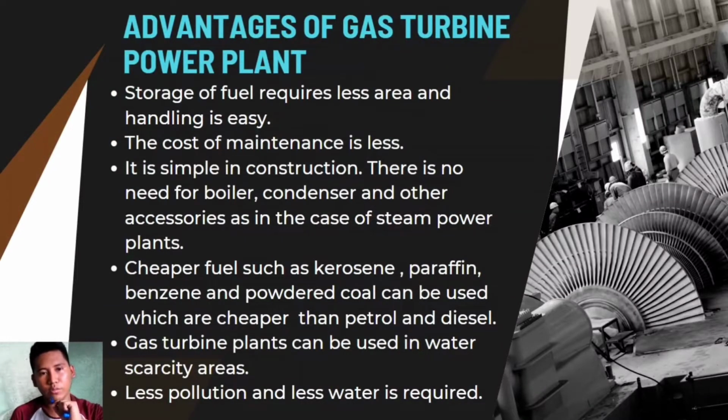Advantages of gas turbine power plant. Storage of fuel requires less area and handling is easy. The cost of maintenance is less. It is simple in construction. There is no need for boiler, condenser, and other accessories as in the case of steam power plants. It uses cheaper fuels such as kerosene, paraffin, benzene, and powdered coal, which are cheaper than petrol and diesel. Gas turbine plants can be used in water scarcity areas. Less pollution and less water is required.